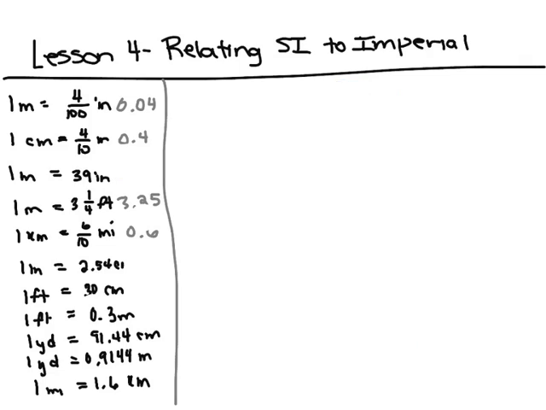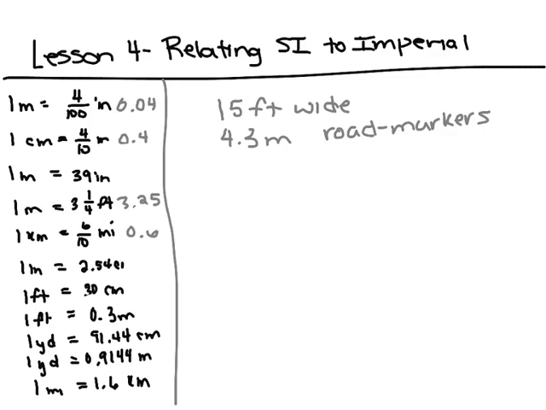Okay, next example. A truck driver knows that his load is 15 feet wide. And regulations say that if you're 4.3 meters wide, you have to have road markers. So we want to know if this truck needs road markers and an escort with flashing lights. So once again, we can convert the feet to meters, or we can convert the meters to feet. So I'm going to convert the meters to feet. So we know that 1 meter is 3.25 feet.